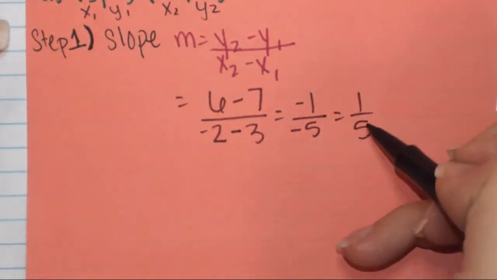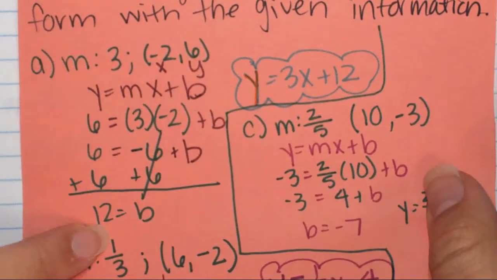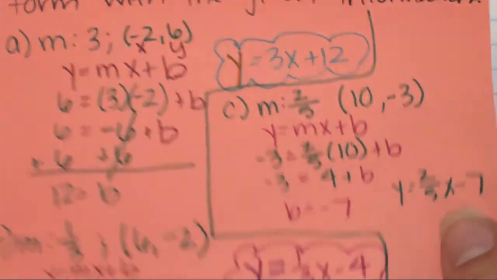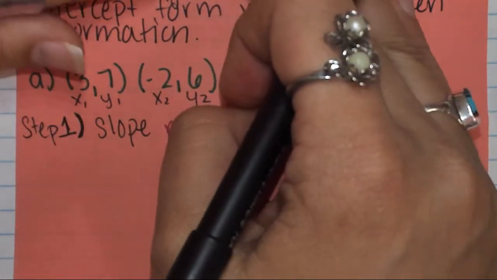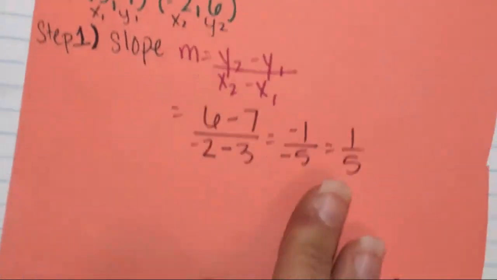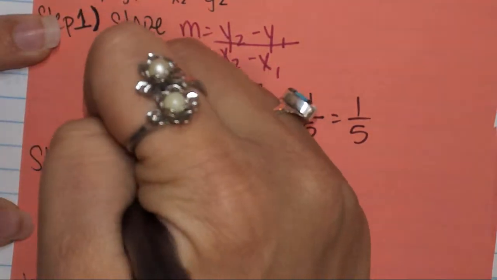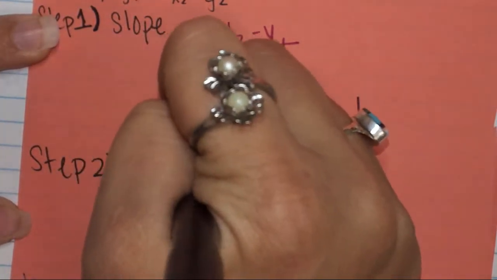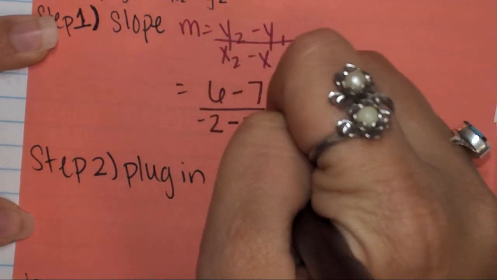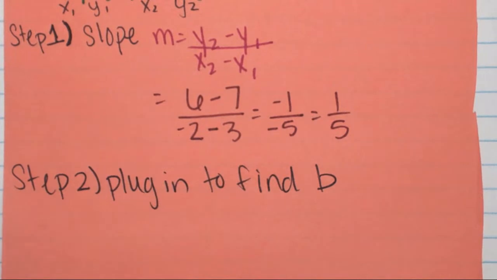Alright, now, we have slope. We have a point. Didn't we just learn how to plug that in? Yes. We did. Y'all are going to have to whisper because we're trying to have class. Thank you. Alright, step 2. Plug in to find b. Because we're still looking for our y-intercept.